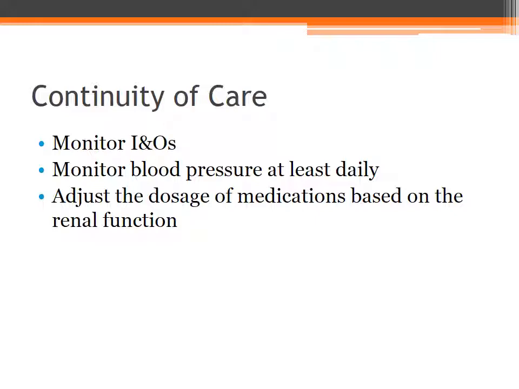So, continuity of care: what parameters should be monitored once the patient has been discharged? What should the patient be looking out for? So you want to emphasize the importance of monitoring his intake and output. I've been emphasizing this throughout the case study, the I's and O's, because we are talking about renal function, and one of the most simple ways you, as a nurse, can evaluate renal function on the floors or even at home is by monitoring a person's I's and O's.